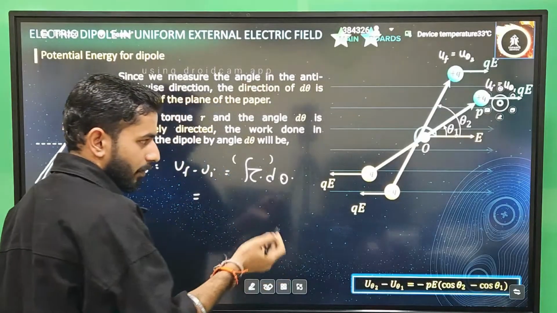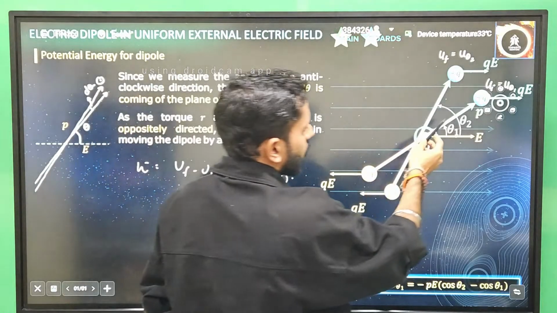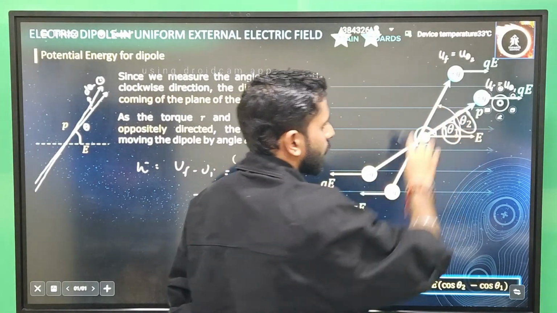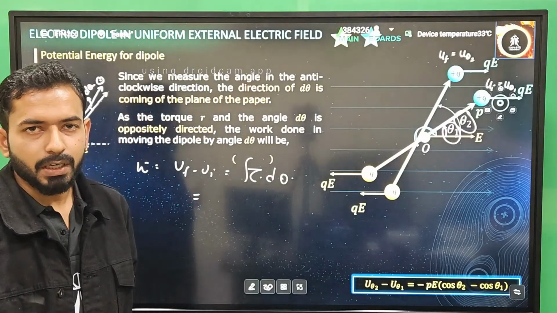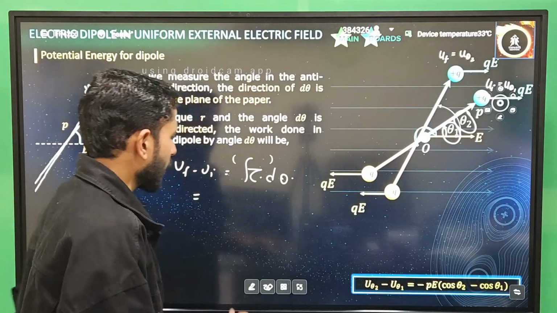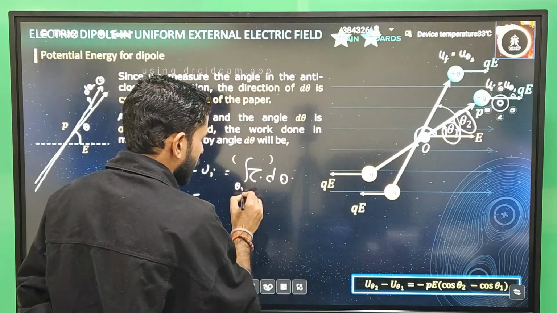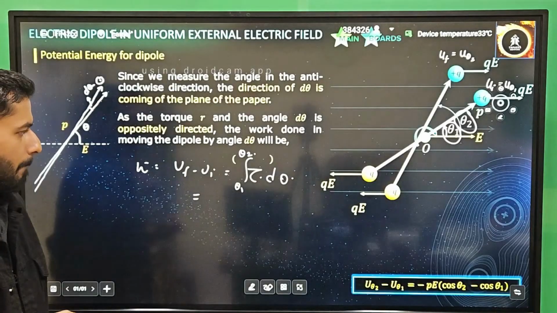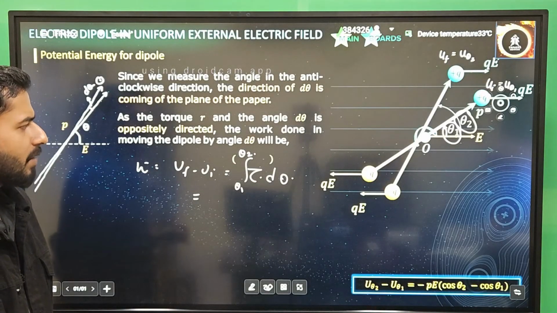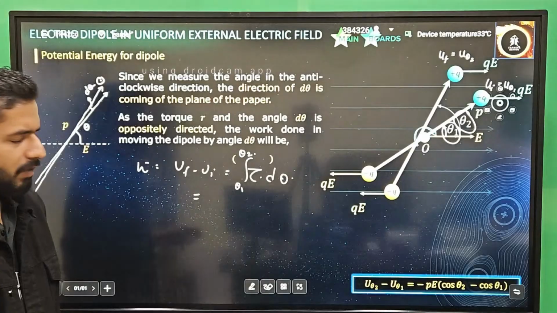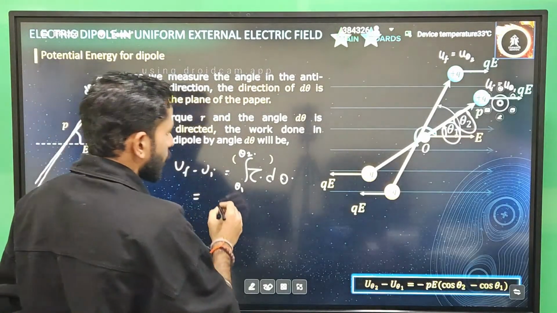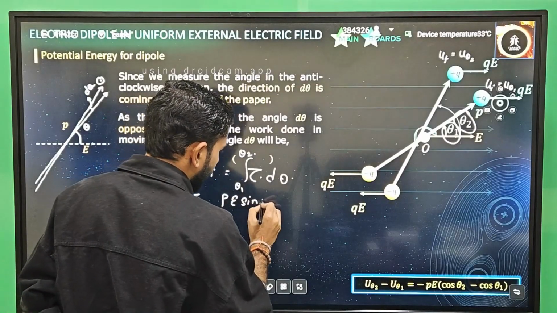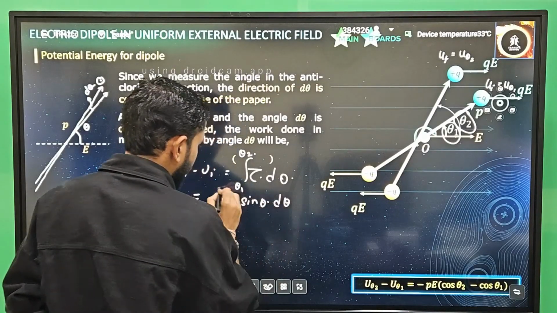And now what is the thing that we are going to try? We want to change the angle of the dipole from initial angle theta 1 to final angle theta 2. So what will be the limits of integration? We want to change it from theta 1 to theta 2, correct? Okay, fine. And we want to check how much energy is required for this thing. Now see, how will we write torque? Torque is nothing but pE sine of theta into d theta, integration.